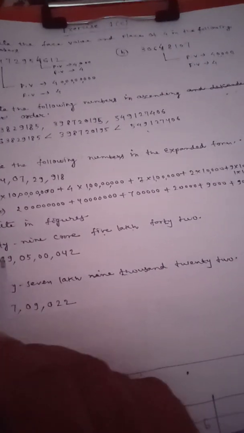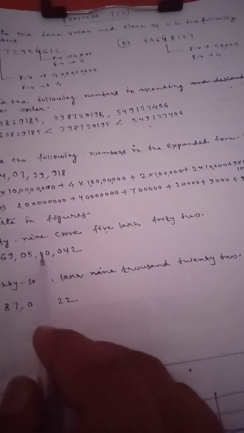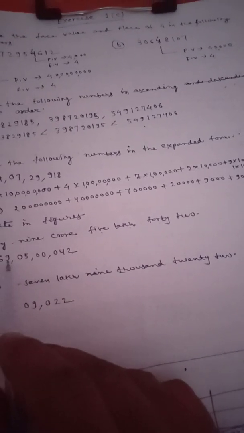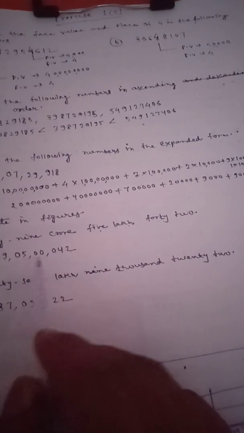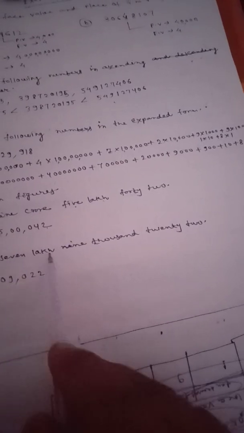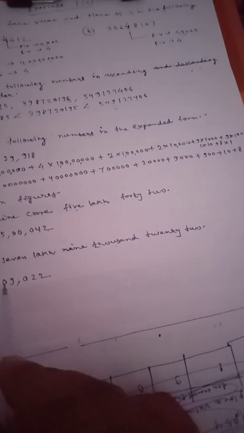Number four. Write in figures 69 crore 5 lakh 42. We can write this number as 69,05,00,042. We can read this number as 69 crore 5 lakh 42. In the same way, 87 lakh 9022. We write here 87,09,022. We can read this number as 87 lakh 9022.